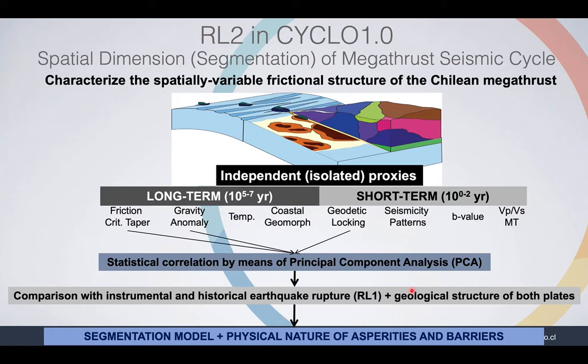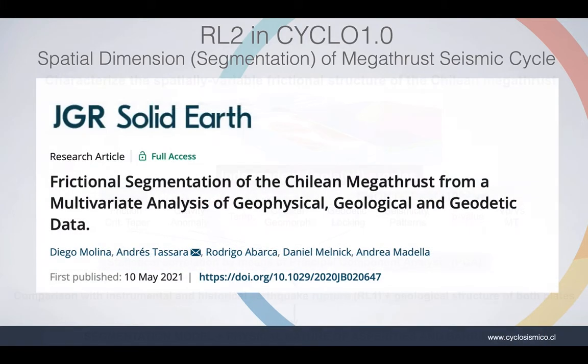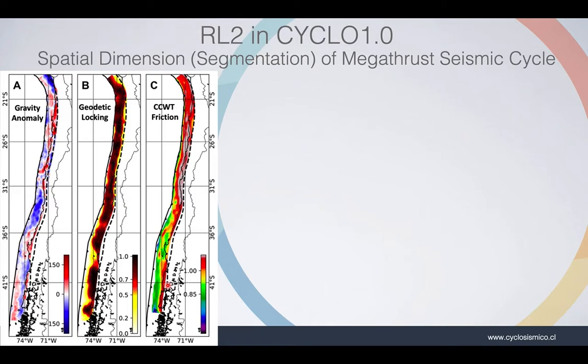And this is what we already did, and a paper in JGR has recently been published with Diego as first author. As I told you, this is the first part of Diego's PhD thesis. And I will just show you a couple of slides explaining what we did in this paper. So we created these different proxies from the data. In the paper we explain how we create the gravity anomaly, geodetic locking, and friction from the critical Coulomb wedge theory.